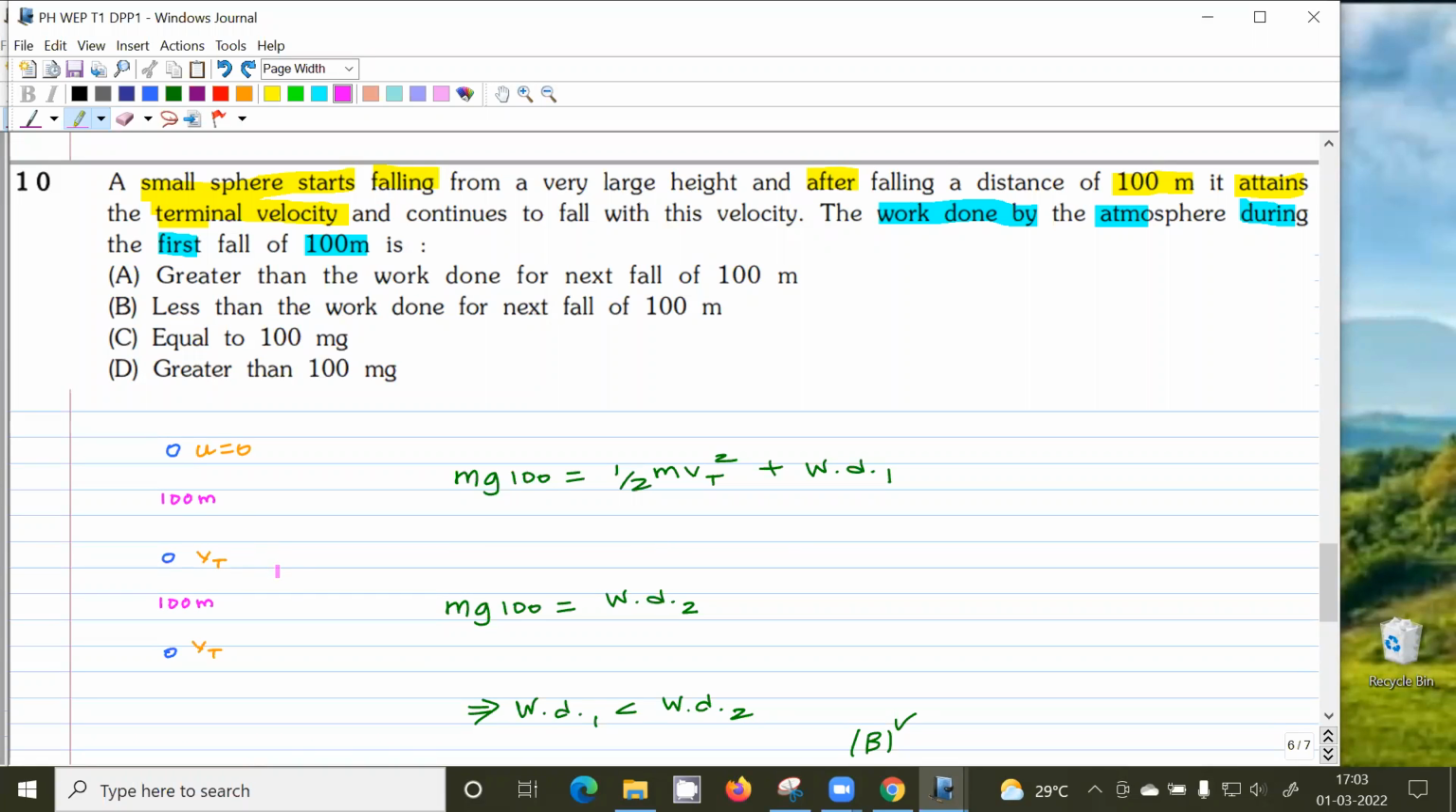Kinetic energy gain here will actually be less if there is no resistance. And that lesser kinetic energy plus the work done by it will equate to the loss in gravitational potential energy. In the second case, there is no gain in kinetic energy. So the total loss in potential energy has gone into doing the work.